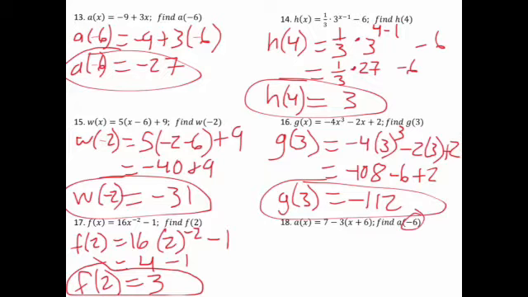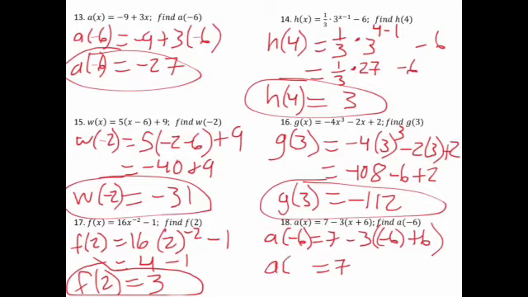And then our last one, we got to plug in negative 6, and you just put that right in there. A of negative 6 is going to equal 7 minus 3 times negative 6 plus 6. Well, negative 6 plus 6 is 0. 3 times that is 0, so you just get 7. So a of negative 6 is 7. And that one is good to go. There you go.